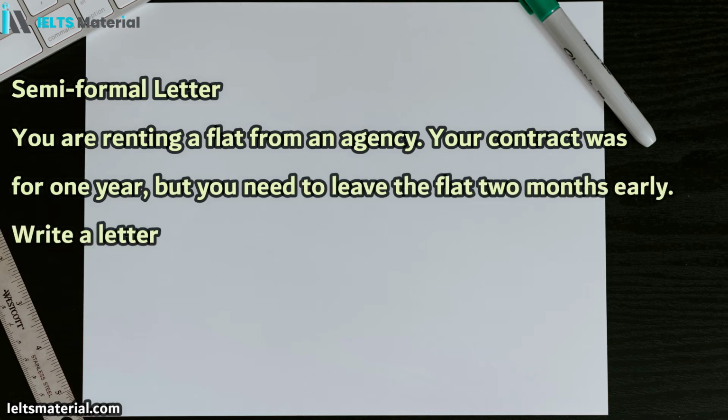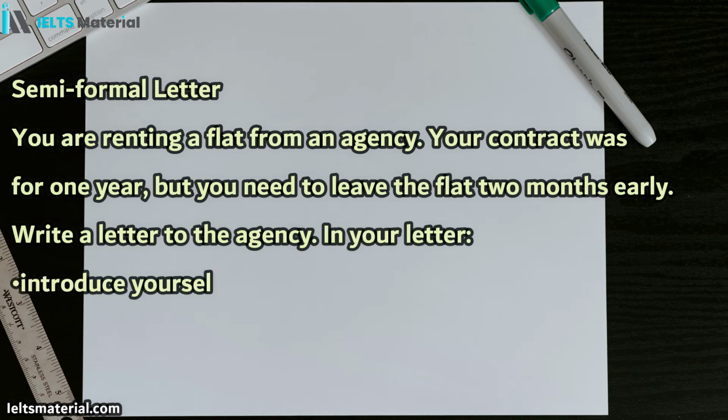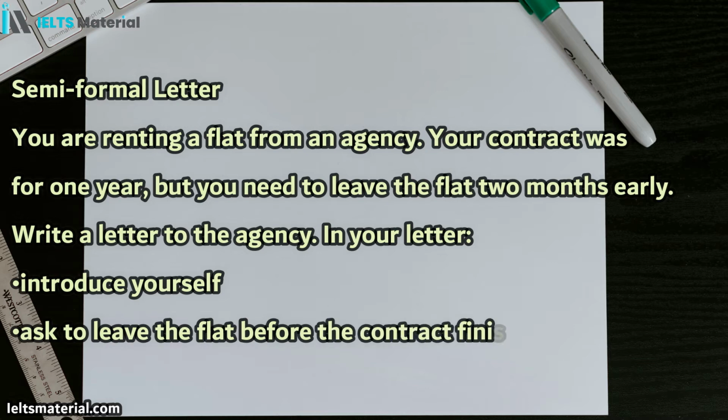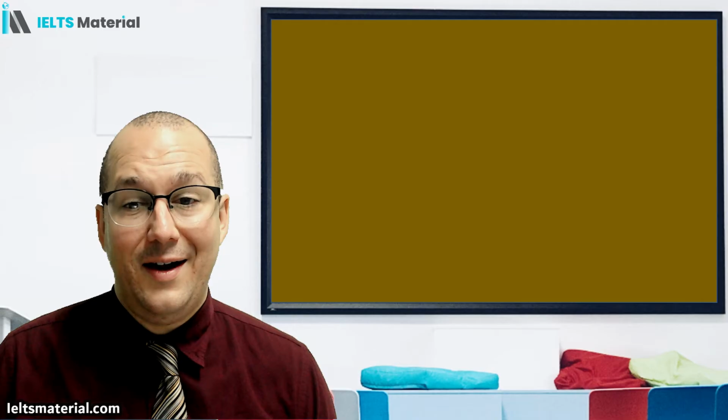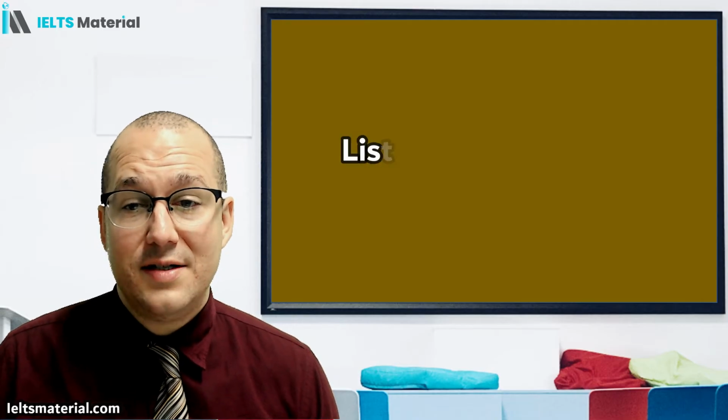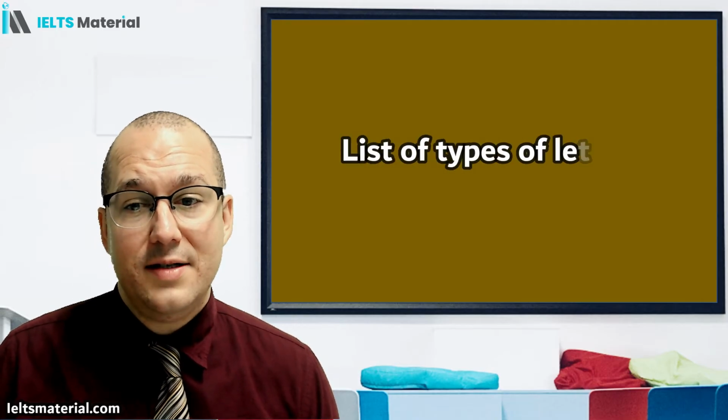You're renting a flat from an agency. Your contract was for 1 year, but you need to leave the flat 2 months early. Write a letter to the agency. In your letter, introduce yourself, ask to leave the flat before the contract finishes, and explain why you need to break the contract.